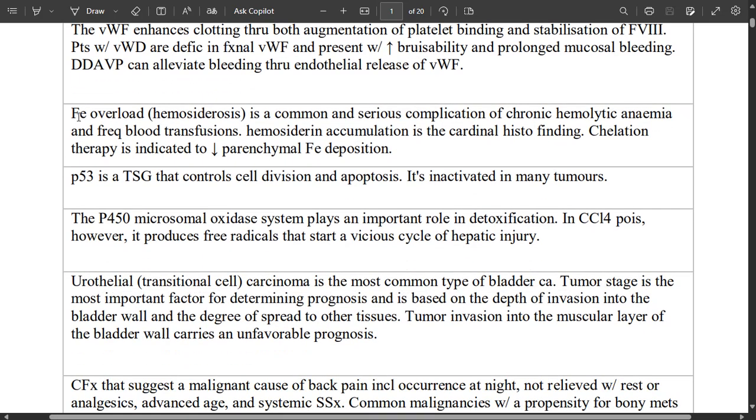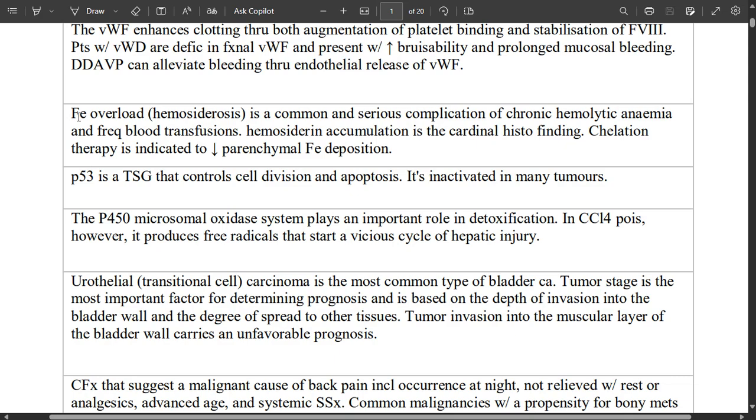Now let's talk about hemosiderosis. Hemosiderosis, or iron overload, is a common and serious complication of chronic hemolytic anemia and frequent blood transfusions, where there is iron overload. In chronic hemolytic anemia, a lot of hemolysis means a lot of RBC rupture, so a lot of hemoglobin containing iron gets into the blood, and there are frequent blood transfusions as well.